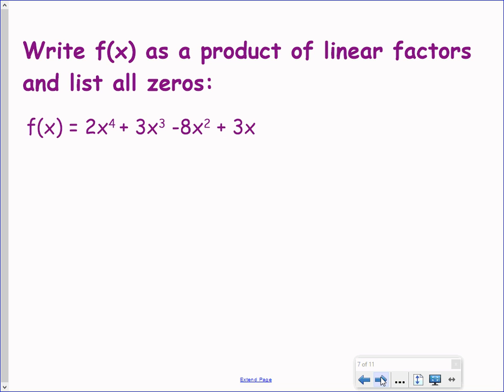Example. When I have this direction, write f of x as a product of linear factors and list all the zeros, it's basically like do all the things. The only thing I'm really not being asked to do here is graphing. Of course, I could graph it after we do everything. Write f of x as a product of linear factors and list all the zeros. f of x is equal to 2x to the 4th plus 3x cubed minus 8x squared plus 3x.